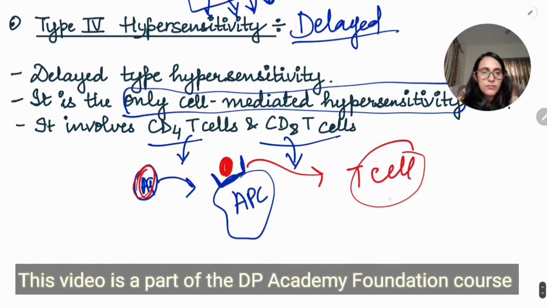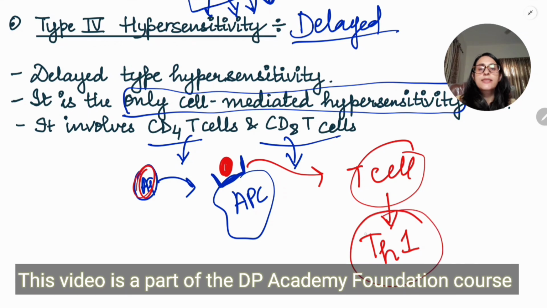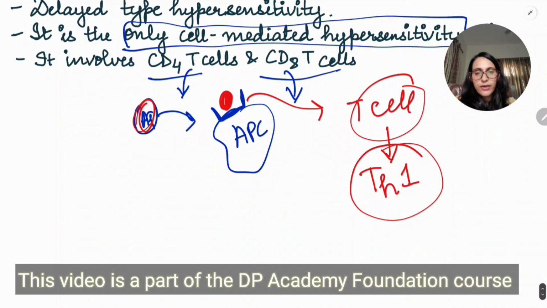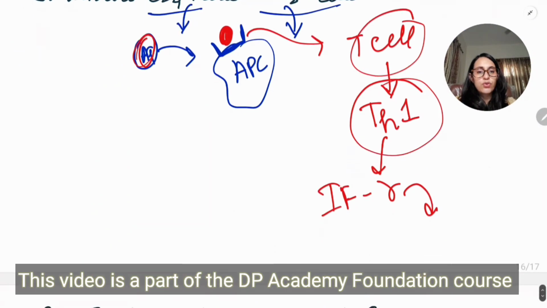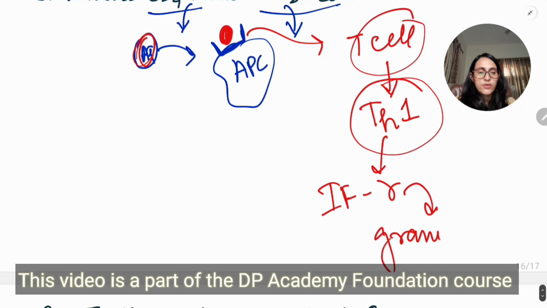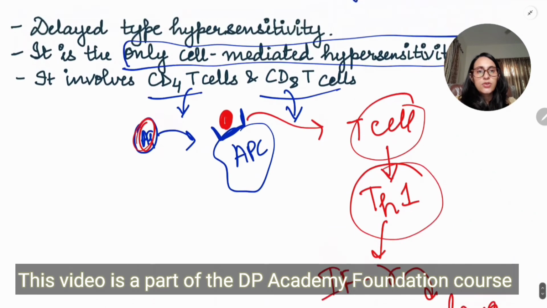Then the T cell has got T helper cell type 1. Now, if you can remember, in type 1 hypersensitivity, it was T helper cell type 2. Here it is T helper cell type 1. So T helper cell 1 is going to release interferon gamma, and that is going to cause the granuloma. So this is the type 4 hypersensitivity reaction.